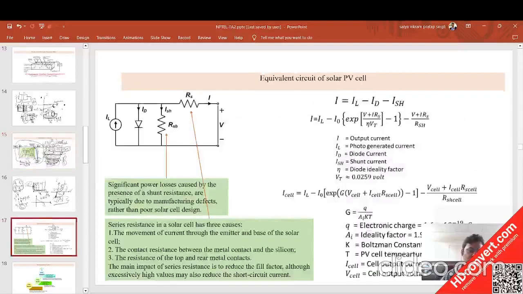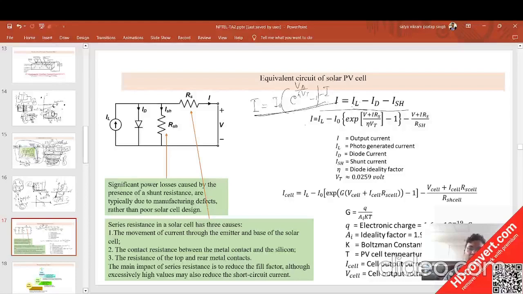Okay, let's come to this equivalent circuit of the solar panel. What I said is that this is the equation: I = I0 (e^(Vd/(ηVt)) − 1) − IL. Why? Because it is similar to this p-n junction diode. So the same equation is written here also.